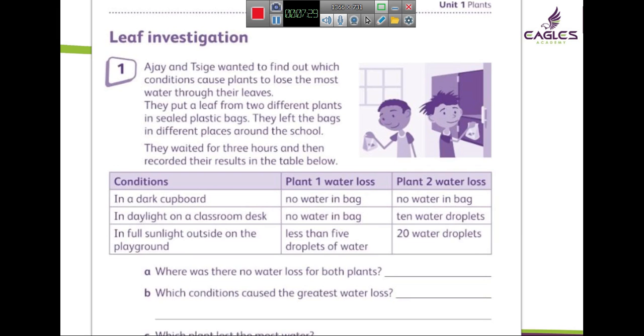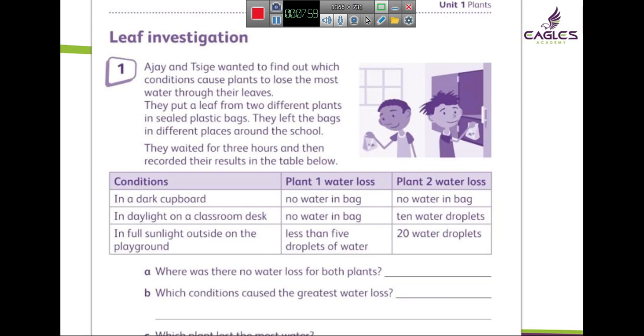And can you see the difference between them? What do you think is the condition which causes the most water loss? Which one? I see that this one. This condition, look at this poor plant. It lost about 20 water droplets. So let's check these questions, habibi.